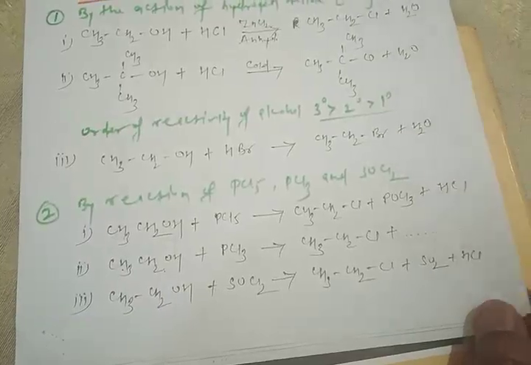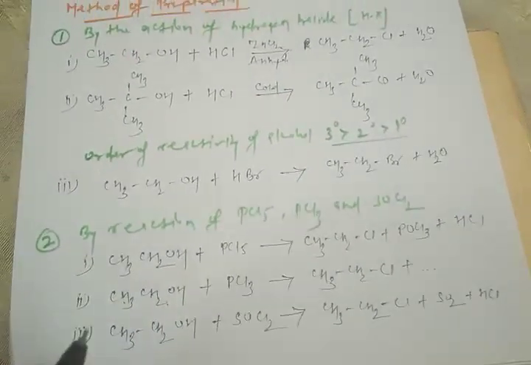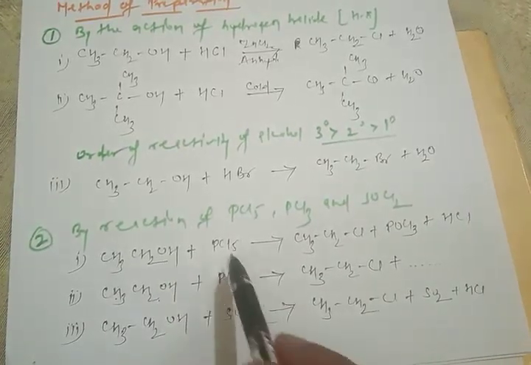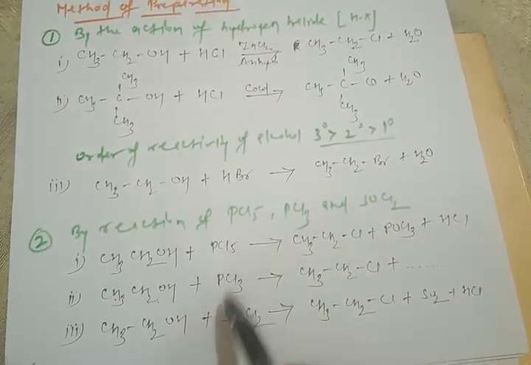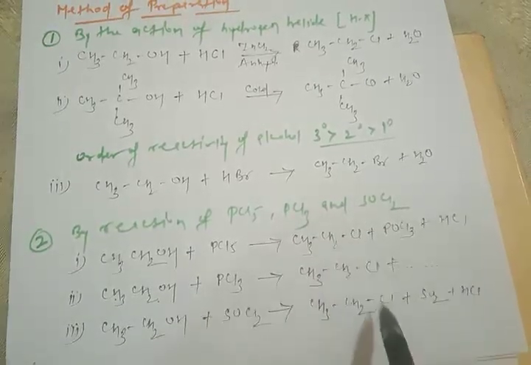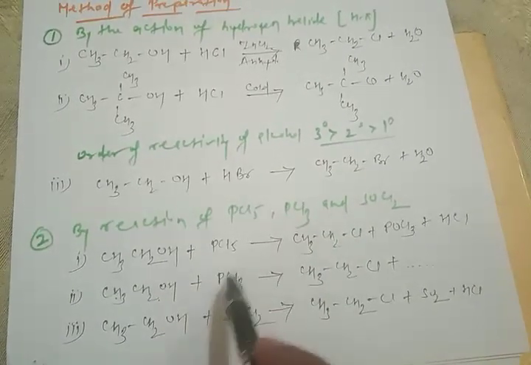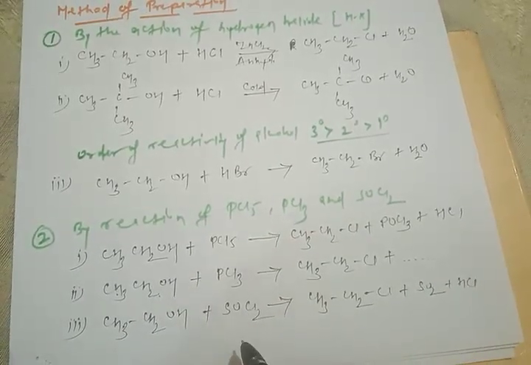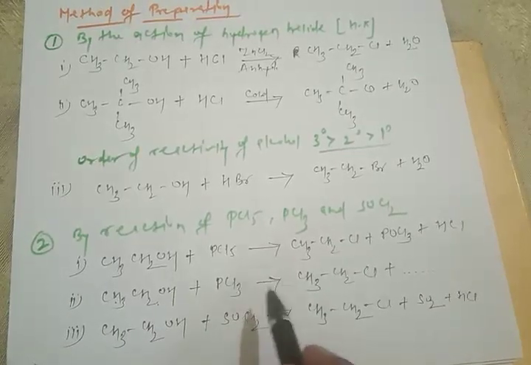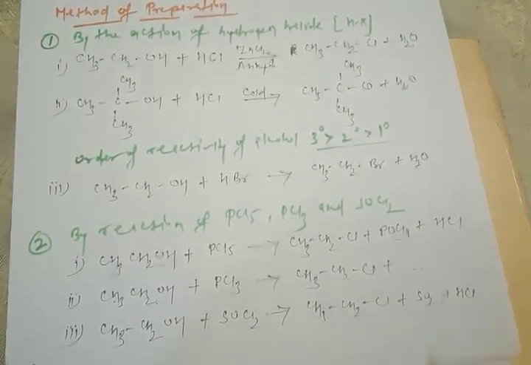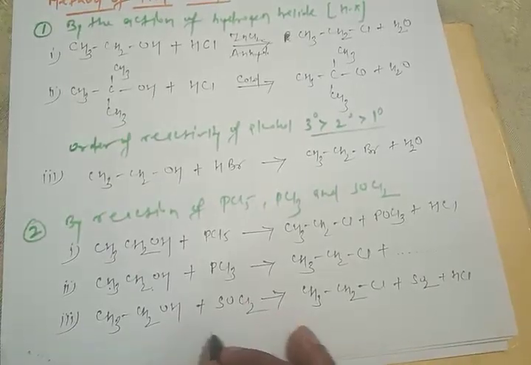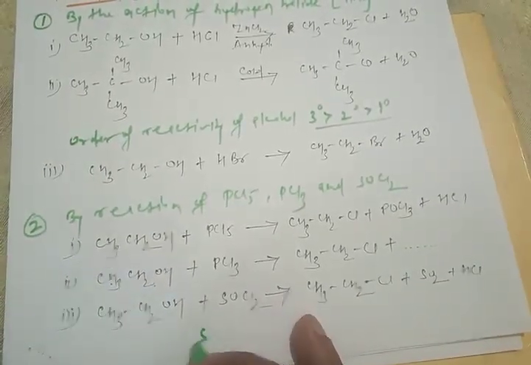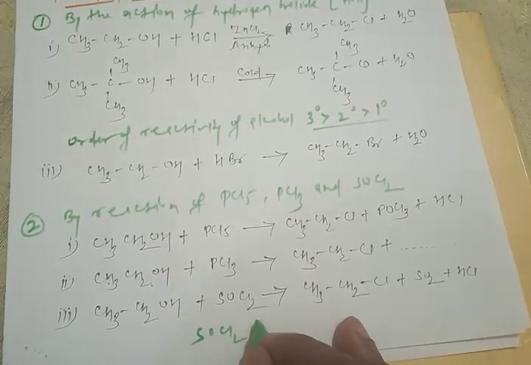So the importance of the reaction is that sometimes the question asks: PCl5, PCl3 and SOCl2, these three are capable of giving you ethyl chloride. Which one is a better reagent with alcohol out of PCl5, PCl3 and SOCl2? The simple answer is that SOCl2, the thionyl chloride, is better. For alcohol, SOCl2 is better.